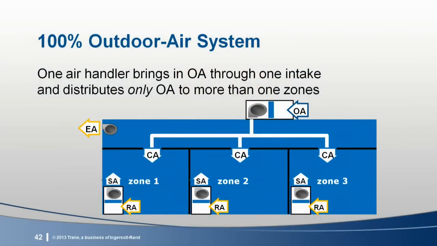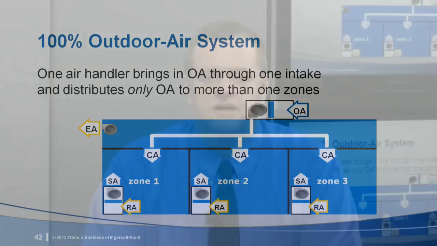In a 100% or dedicated outdoor air system, one air handler serves the ventilation needs of more than one zone. Outdoor air enters through the intake and is then delivered to the zones without mixing it with any recirculated air. That is, the dedicated outdoor air unit delivers only outdoor air, not a mixture of outdoor air and recirculated air. Local units then handle the cooling or heating loads within each zone. These local units are typically fan coils, water source heat pumps, small DX split systems, or VRF terminals. Or they might be small rooftop units, chill beams, or even radiant ceiling panels.